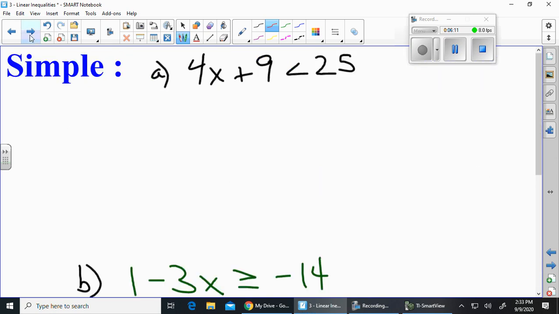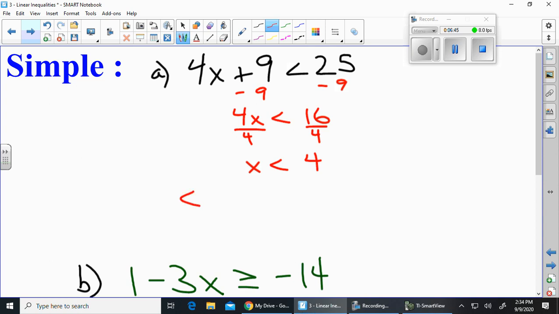Hopefully you got that. Looking, I'm going to solve 4x plus 9 is less than 25. I am trying to get x alone. Subtract 9. 4x is less than 25 minus 9 is 16. Divide by 4. Now, I divided, but it was positive that I divided by. I'm not switching that inequality. x is less than 4.